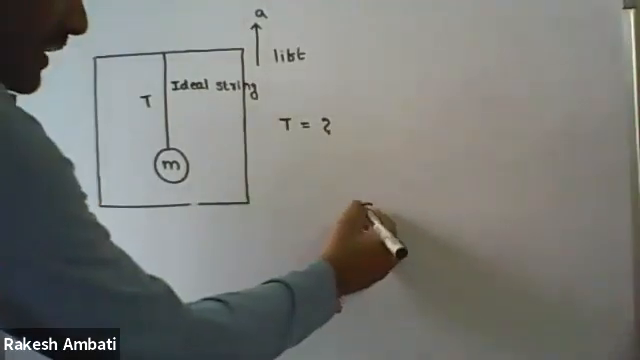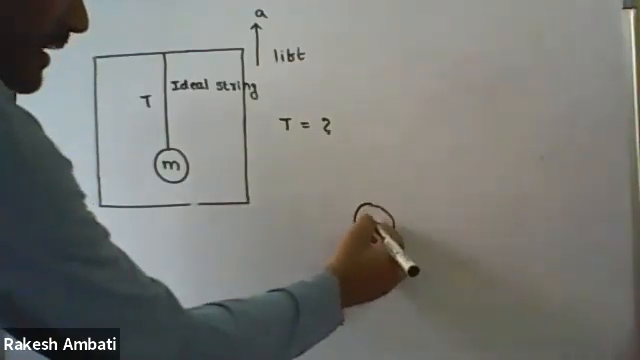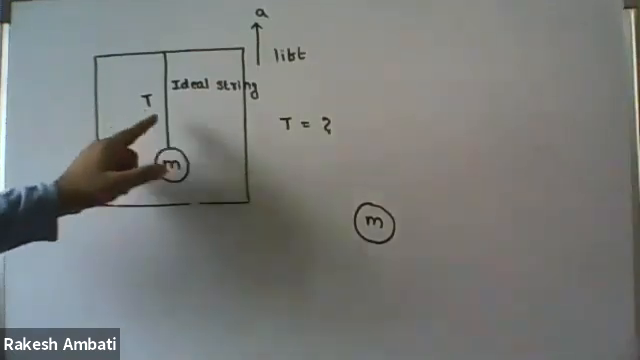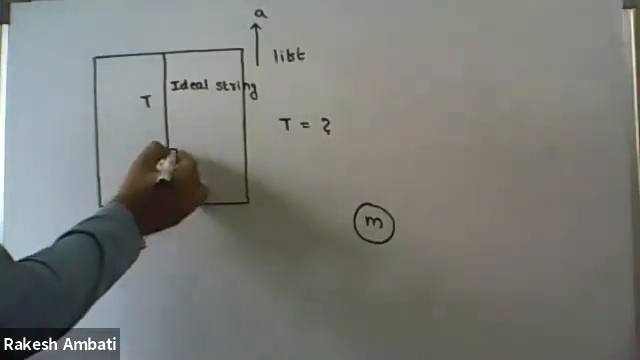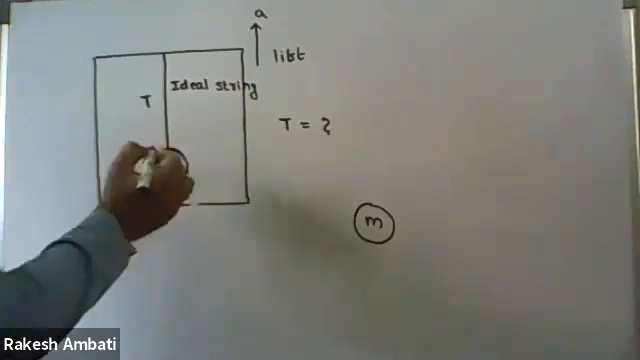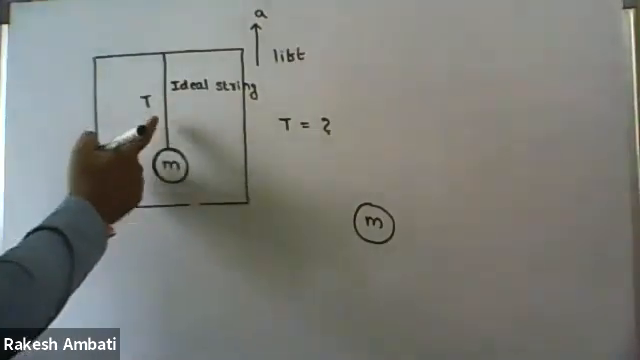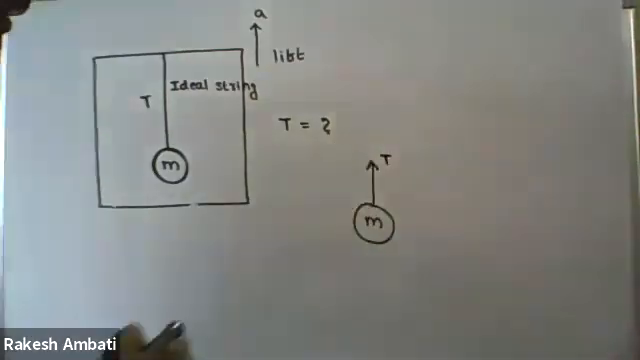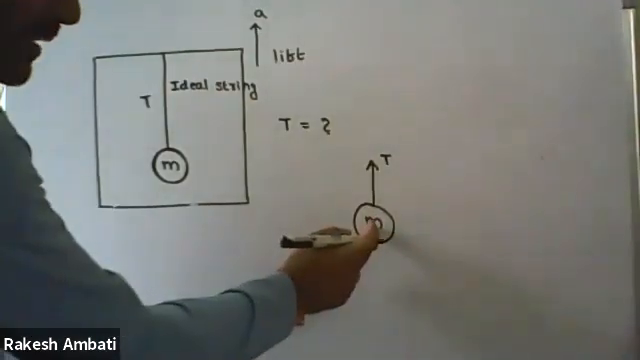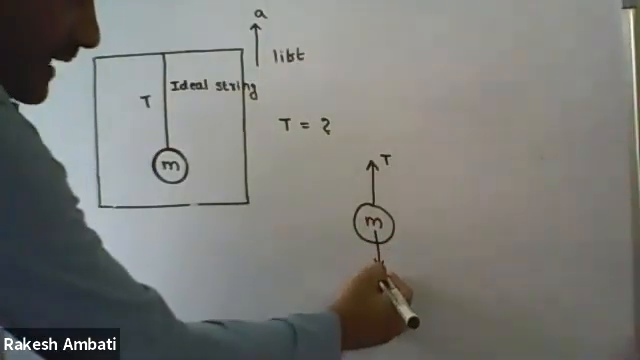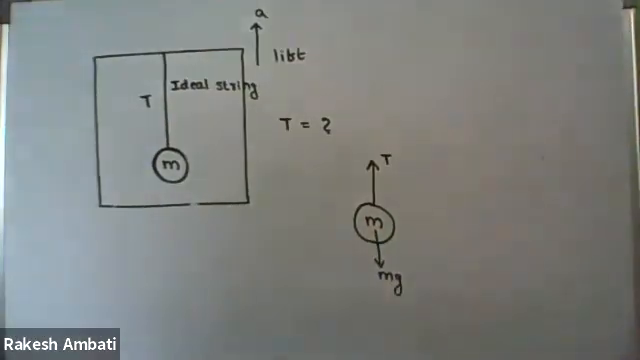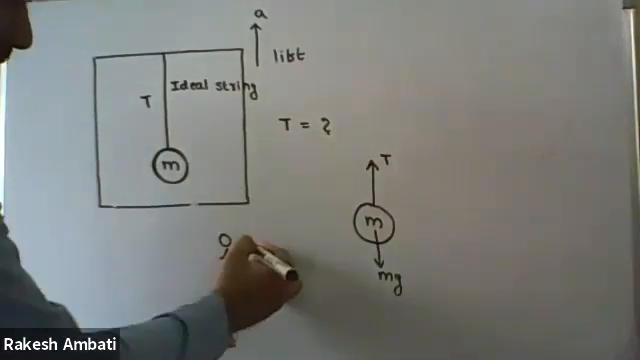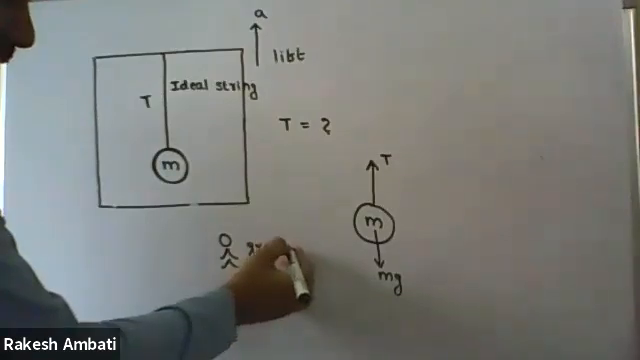Here I'm drawing the FBD for the block of mass M. If this is the object, the direction of tension force is away from the object along the string. M is the mass of the block, so the weight is mg. And for example, a person is observing from the ground.